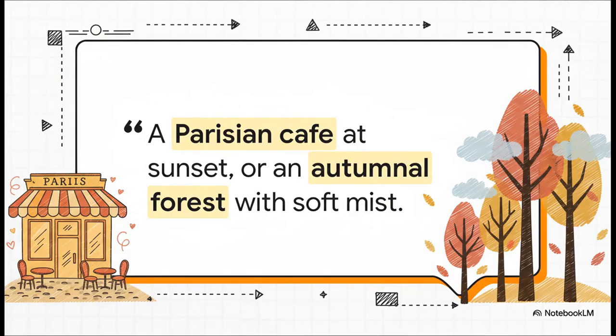I mean, just listen to how much feeling is in these phrases. A Parisian cafe terrace at sunset. You immediately have a story of romance, maybe travel. An autumnal forest with soft mist. That creates a completely different mood, right? It's quiet, it's intimate. The setting is basically a character all on its own.